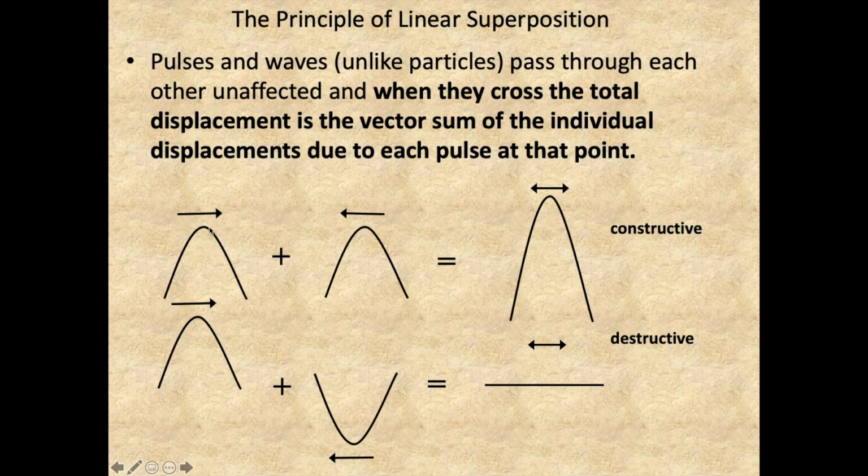So the amplitude of the first wave plus the amplitude of the second wave adds to twice the amplitude. The amplitude of this wave and the amplitude of that wave, because they're in opposite directions, again add up, but they add up as the vector sum. So they add up to 0, which we call destructive interference.